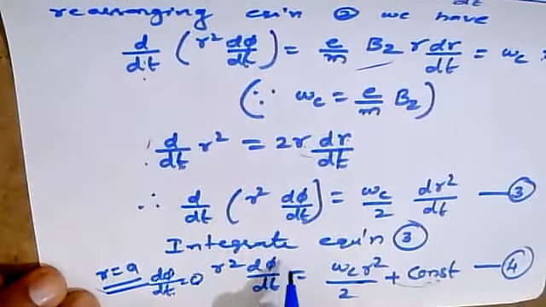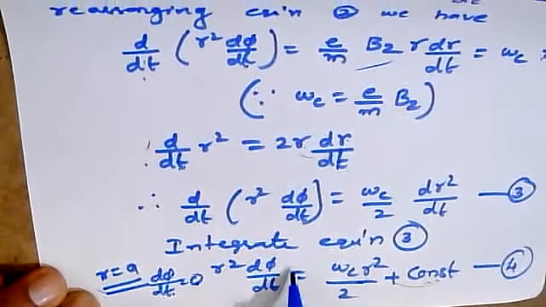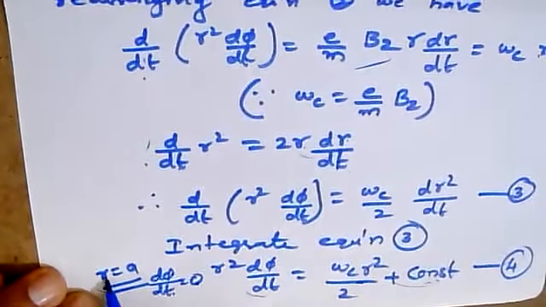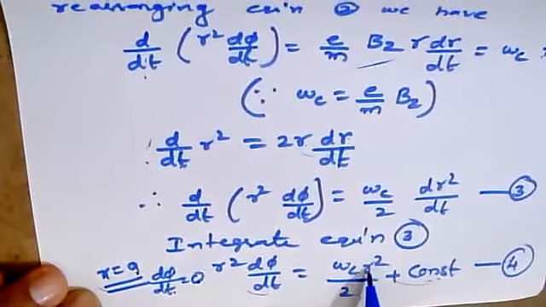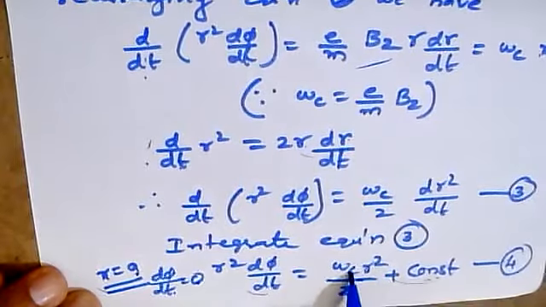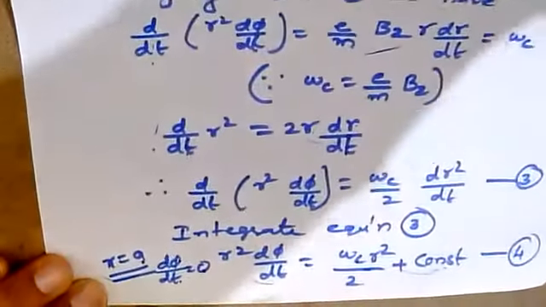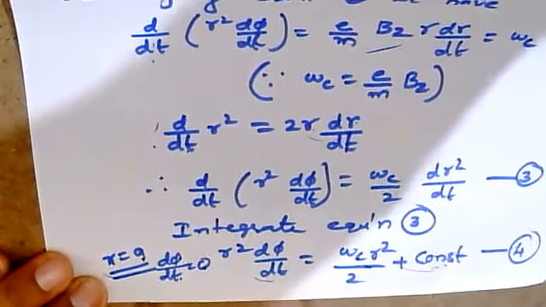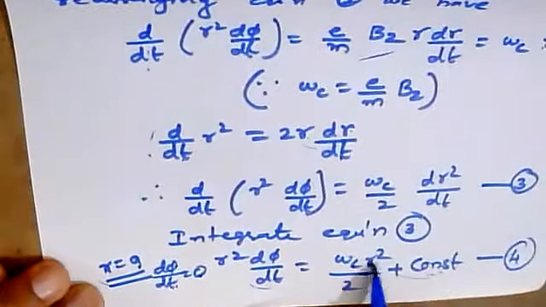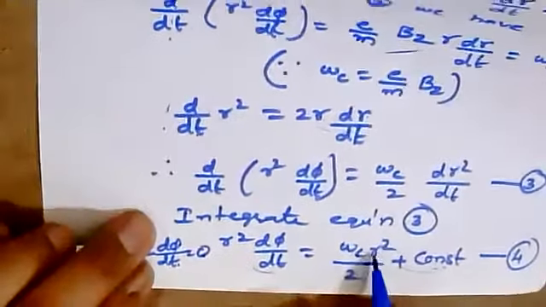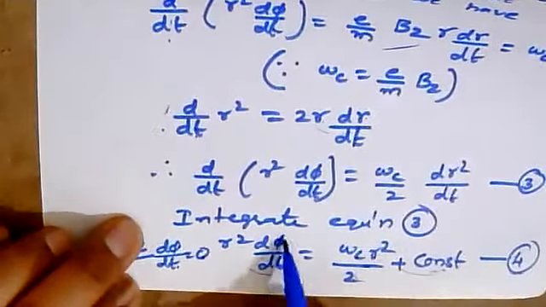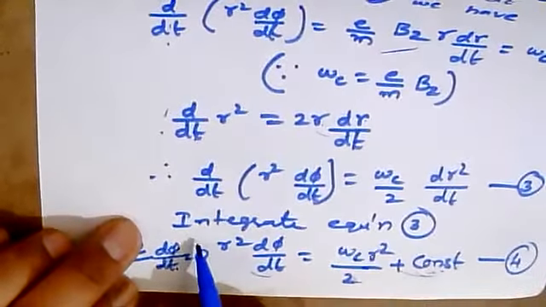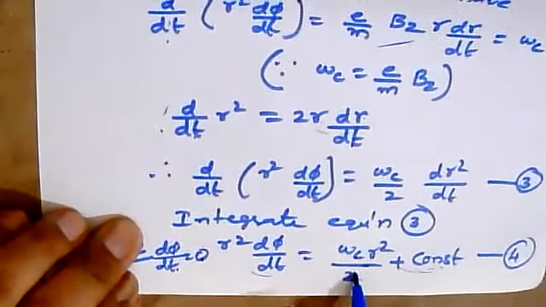So we need to replace this. dφ by dt should be equal to 0, and this entire term will be equal to 0. And here R should be replaced by A. Then we get omega C A square by 2 plus constant. This term will be equal to 0. We need to calculate the constant, so we need to take it to the LHS. We will get minus omega C A square by 2.